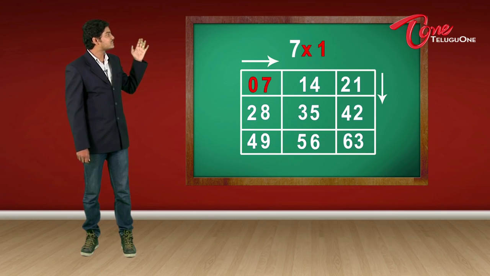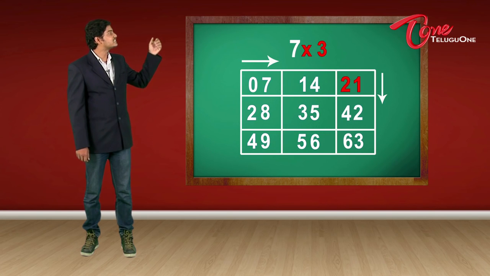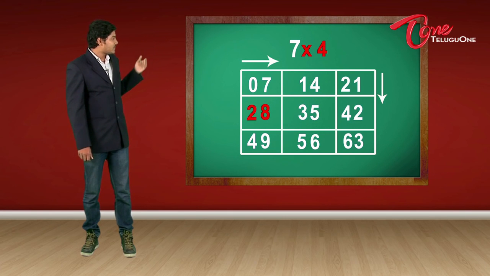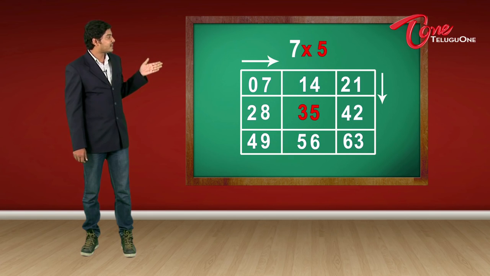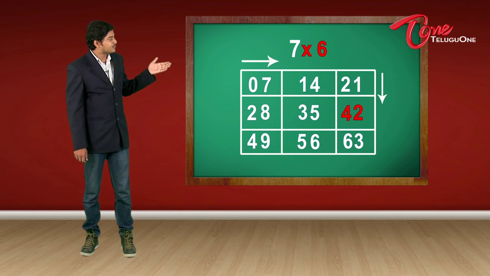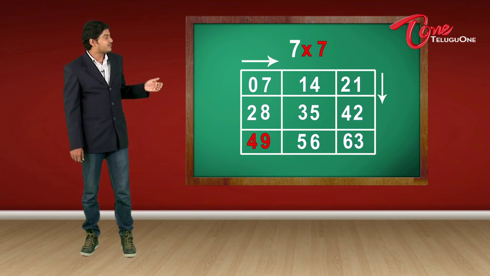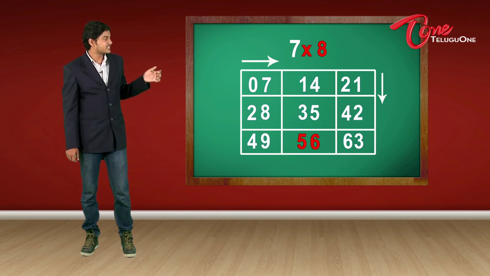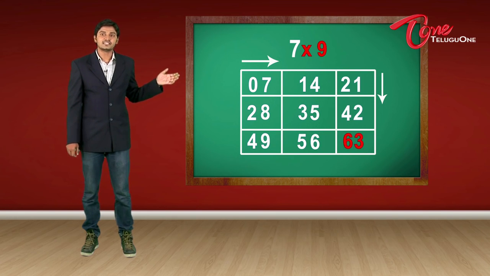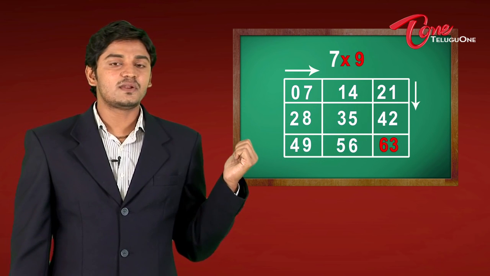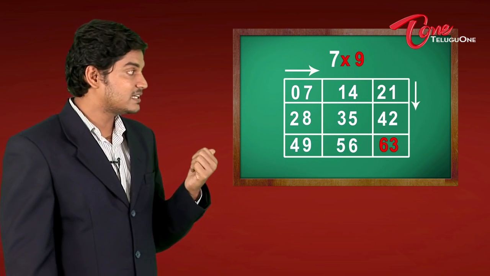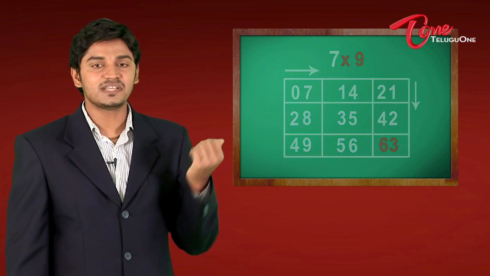7 times 1, 07. 7 times 2 is 14. 7 times 3, 21. 7 times 4, 28. 7 times 5, 35. 7 times 6, 42. 7 times 7, 49. 7 times 8, 56. And 7 times 9, 63. So, this way I cannot memorize tables, but I can learn using a small pattern on my 7 table.